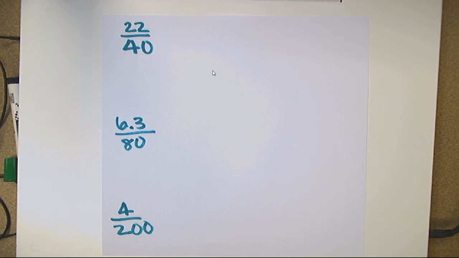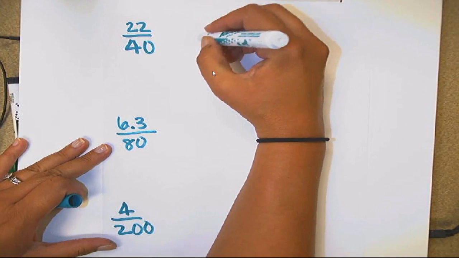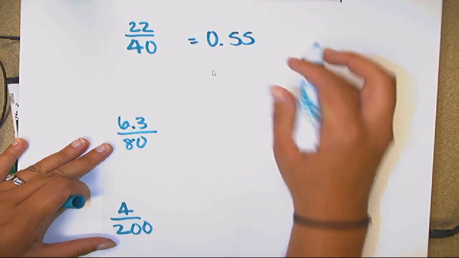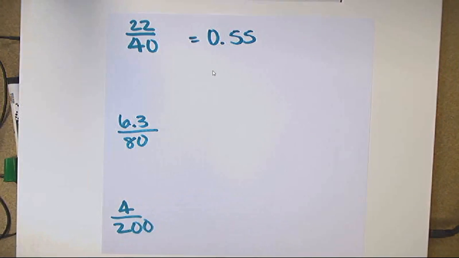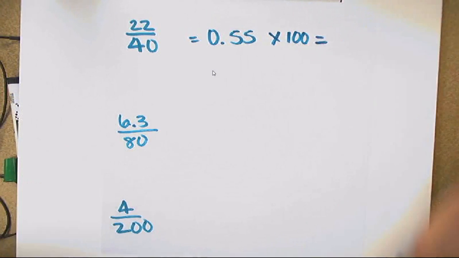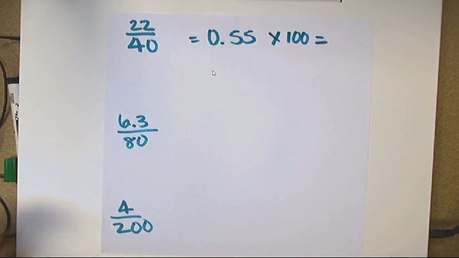So what you do is you just take your 22 and you divide it by 40. So I just have 22 over 40, and I'll do the math real quick. 22 divided by 40, and I get 0.55. So it equals 0.55, is what my answer is. I'm then going to multiply that 0.55 by 100, so times 100. And if you use a calculator, you're going to come up with 55%.